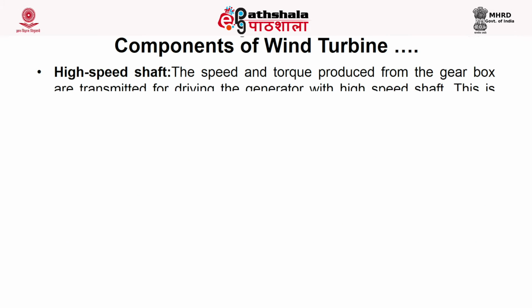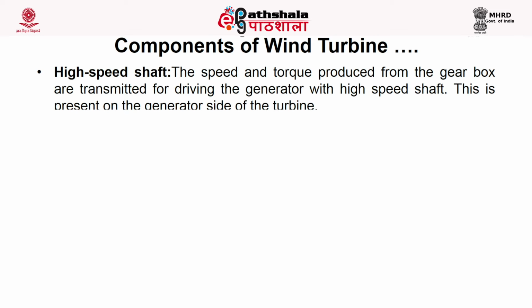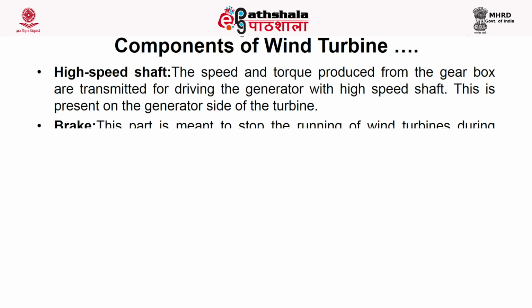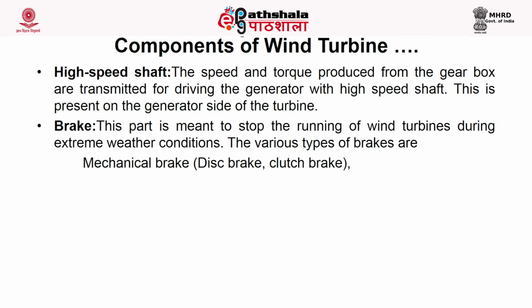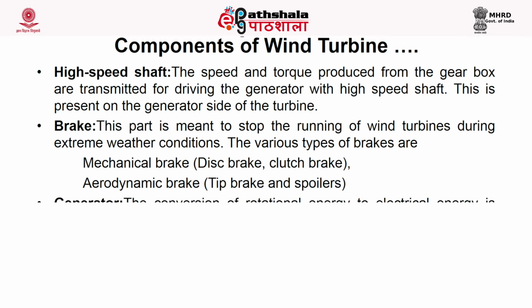High speed shaft: the speed and torque produced from the gearbox are transmitted for driving the generator with the high speed shaft. This is present on the generator side of the turbine. Brake: this part is meant to stop the running of wind turbines during extreme weather conditions. There are various types of brakes, like mechanical brakes, for example disc brakes and clutch brakes, and aerodynamic brakes, examples being tip brakes and spoilers.